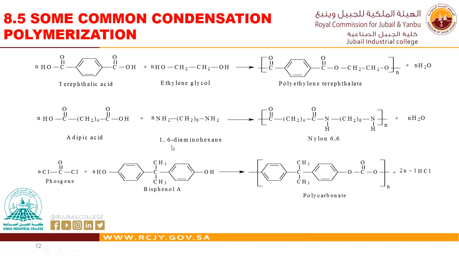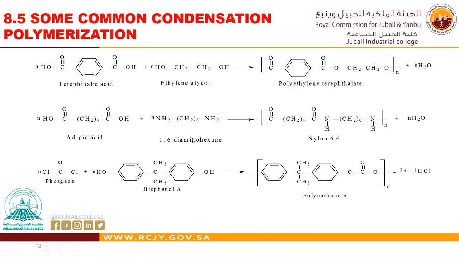Another example is adipic acid and 1,6-hexamethylenediamine, or 1,6-diaminohexane. Here you have two functional groups, carboxylic acid, and here you have diamine, amine and amine. This will give nylon 6,6. We discussed the naming of the polymer: the first 6 represents the number of carbon between the two nitrogen, and the second 6 represents the remaining carbon. So here you have 1, 2, and then 4 in the middle. 2 plus 4 will give you 6. So this is called nylon.